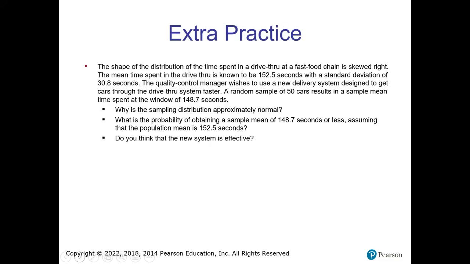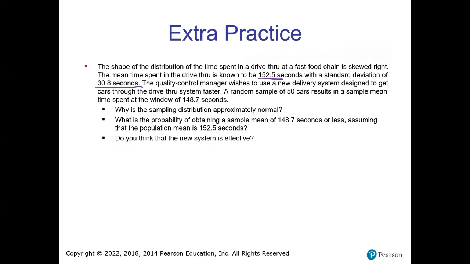The shape of the distribution of the time spent in a drive-through at a fast food chain is skewed to the right. The mean time spent in the drive-through is known to be 152.5 seconds, with a standard deviation of 30.8 seconds. The quality control manager wishes to use a new delivery system designed to get cars through the drive-through system faster. A random sample of 50 cars results in a sample mean time spent at the window of 148.7 seconds.